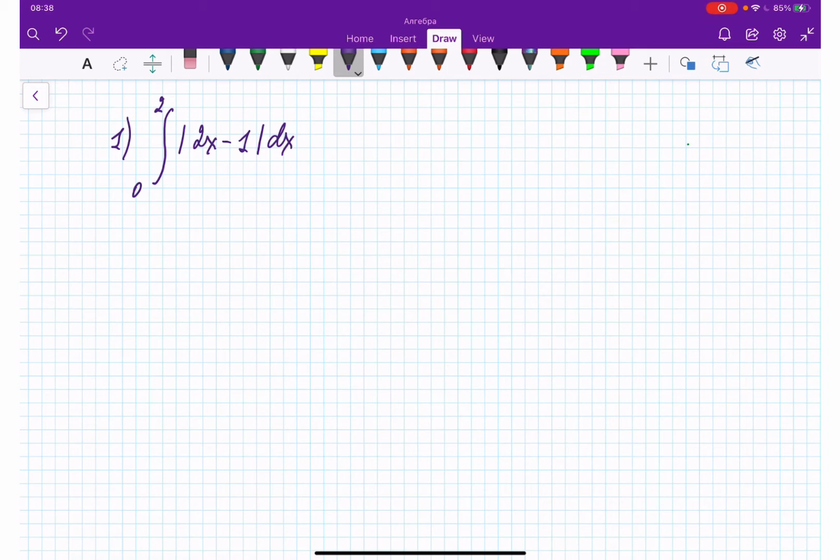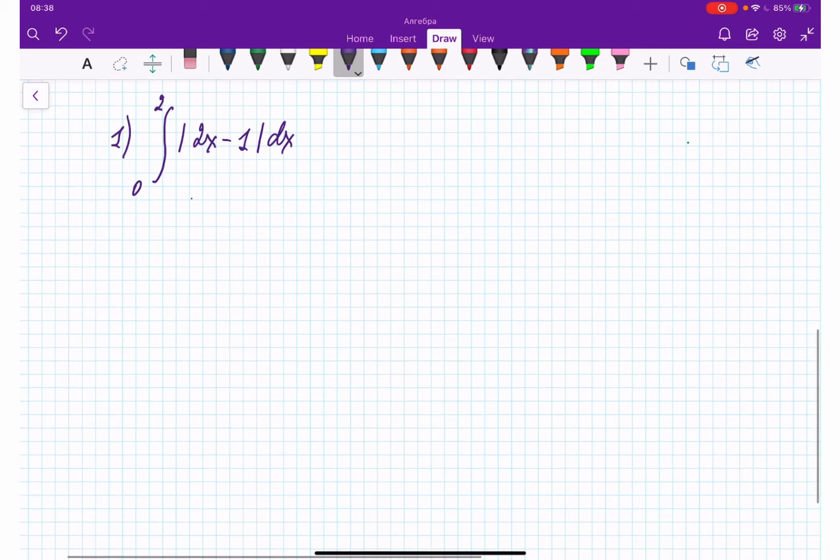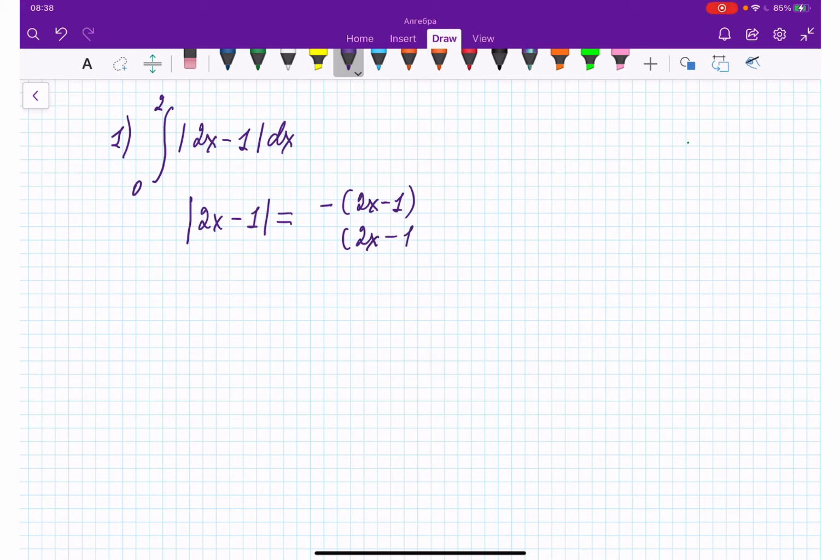So first of all, let's understand the absolute value of 2x minus 1. It's equal to negative (2x minus 1) or positive 2x minus 1, right? Now, how much is x in these cases? Since we have between 0 and 2, in both cases it's going to be more than 0, and the absolute value comes out positive anyway. That has to be more than 0.